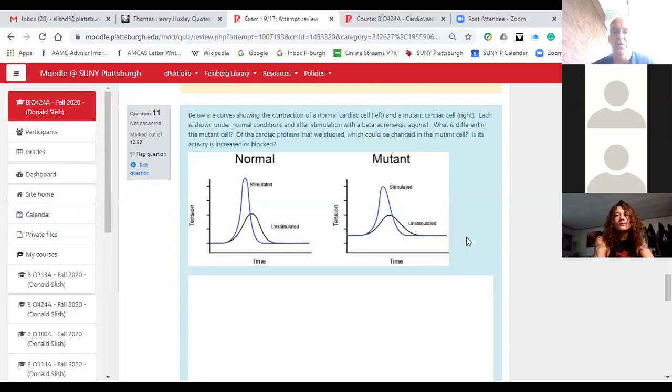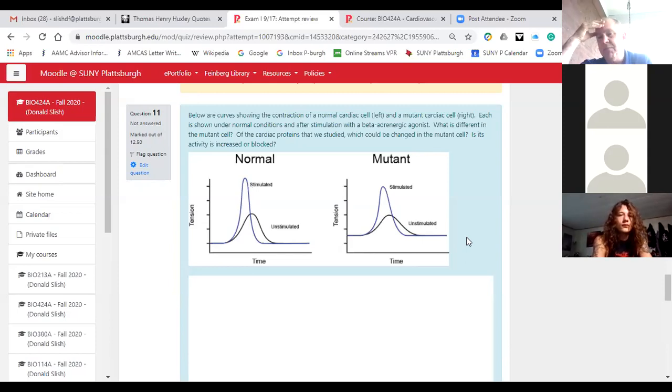So what protein could be mutated in this? Something to do with calcium handling in the ER. So it could be phospholamban, it could be the SERCA. Could also be leak of calcium out of the ER.